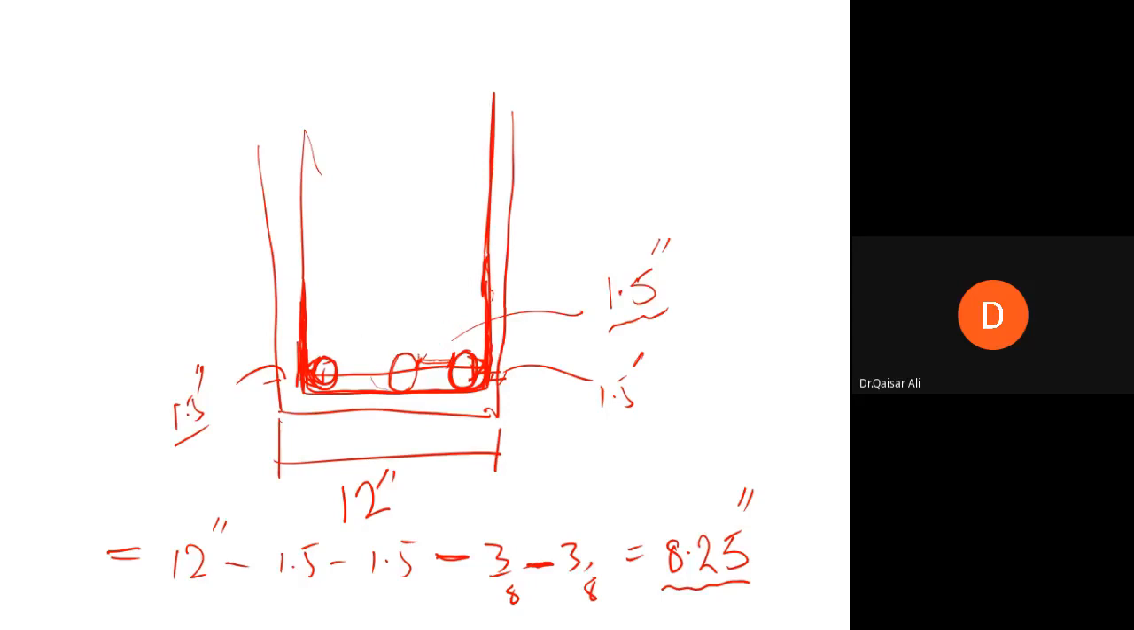If the concrete is relatively dry and you don't have any compacting tools like vibrators, concrete will get stuck here and will not come down if the spacing between your bars is very small. But if you have at least 1.5 inch spacing, then concrete can come down and fill the spaces between the bars and make a bond with the steel bars, which is very, very important.